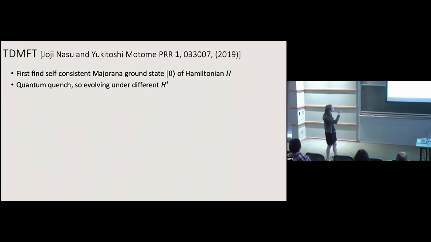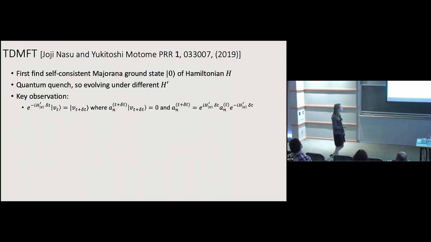In Nasu and Motome's work, they first find a self-consistent Majorana ground state with respect to some Hamiltonian. They're then thinking about quantum quenches, so they want to evolve under some different Hamiltonian H prime, doing some small evolution. When I've done this mean field decoupling, I'm always left with a quadratic Hamiltonian. So to evolve a Majorana state with respect to that Hamiltonian, it's sufficient to just evolve the annihilation operators, the operators that annihilate that state, with respect to this new Hamiltonian. And due to the quadratic nature, this is just multiplying by the exponential of some matrix.